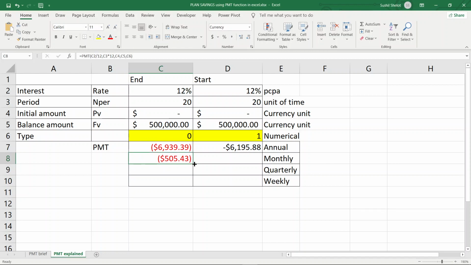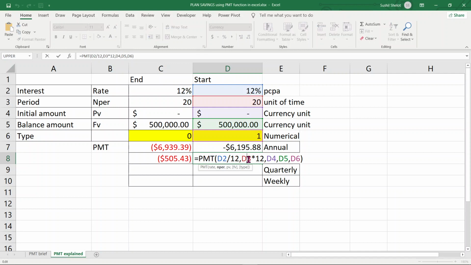So the value turns out to be 505.43. If I use the same thing over here and I pull the formula here, it turns out to be 500.43. Now here if I see, it takes up the cells as in the column D, wherein the last thing that is taken, that is D6, is numerical 1. That means at the beginning of the period. This is what the installment or the savings the person will have to do accordingly.